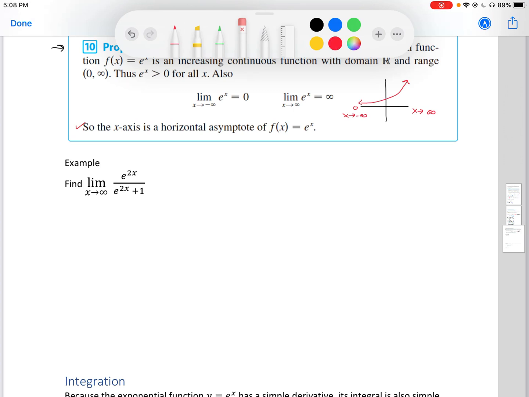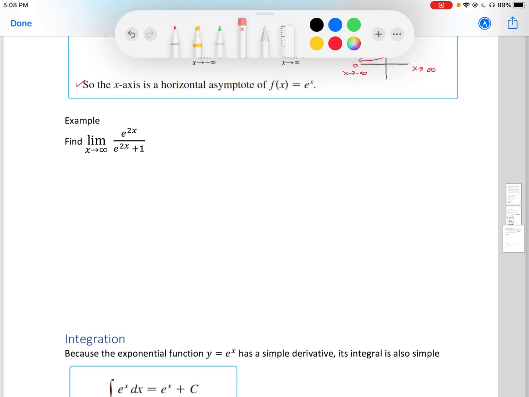All right, let's do an example. Find the limit as x approaching infinity of e raised to the 2x power divided by e raised to the 2x power plus 1. We're going to use a helpful tool we learned in Calculus 1. We're applying the limit as x approaching infinity. We can divide by our largest exponent of our denominator.